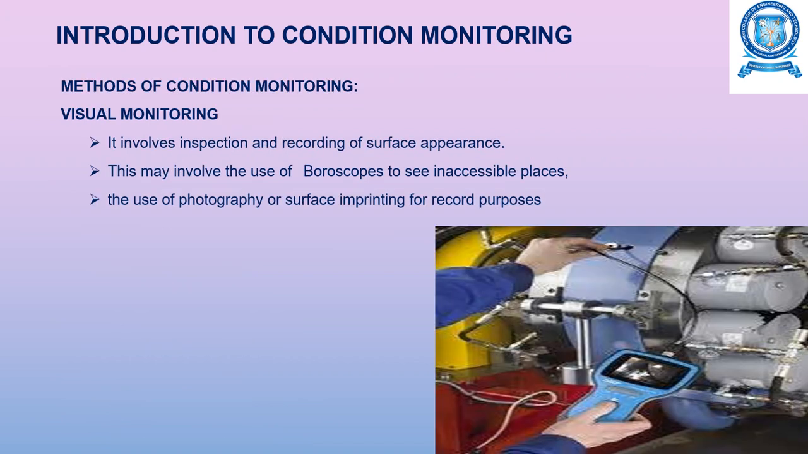So what is visual monitoring? It involves inspection and recording of surface appearance. You can use a boroscope to see inaccessible places, and the use of photography or surface imprinting for record purposes. This is what visual monitoring is, and you can see from this figure that they are using some aided equipment to assess the parts which are not visible directly by the naked eye.